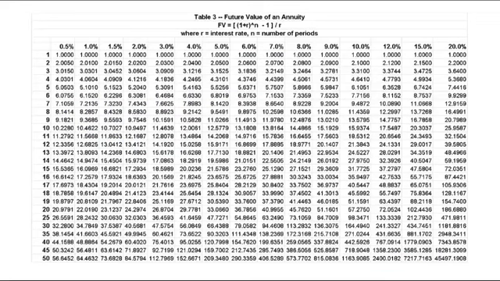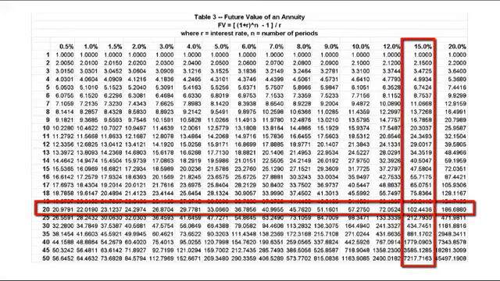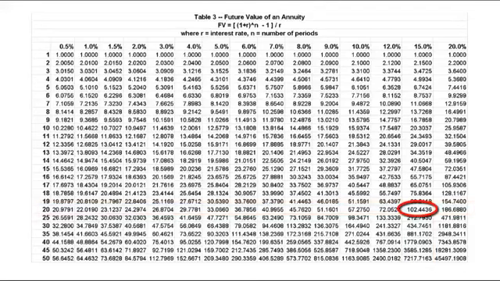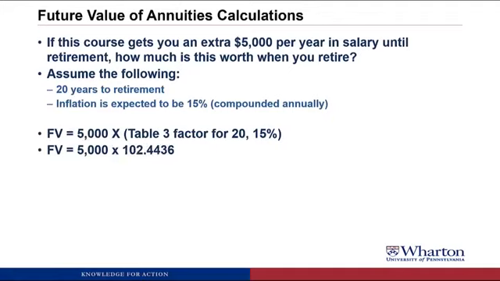So here's table 3, which is our future value of annuity table. So we go down to the row for 20 years and across to the column for 15%. And we see that the intersection, the factor is 102.4436. So using our formula, that's future value equals 5,000, the annuity payment, times this factor, which was 102.4436, which is $512,218.